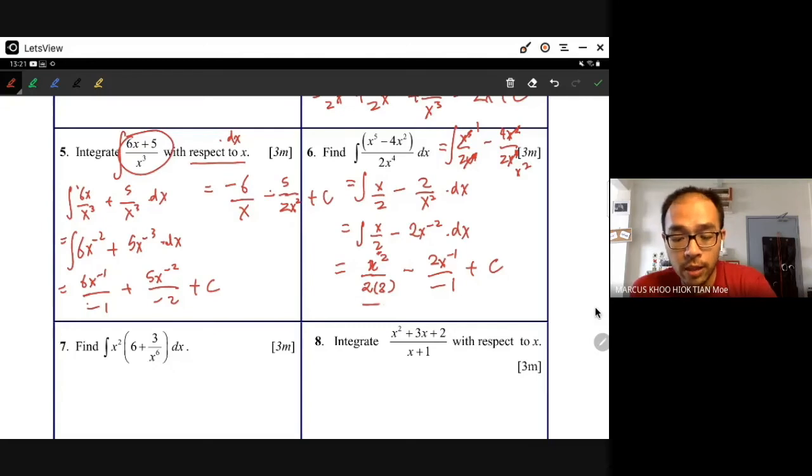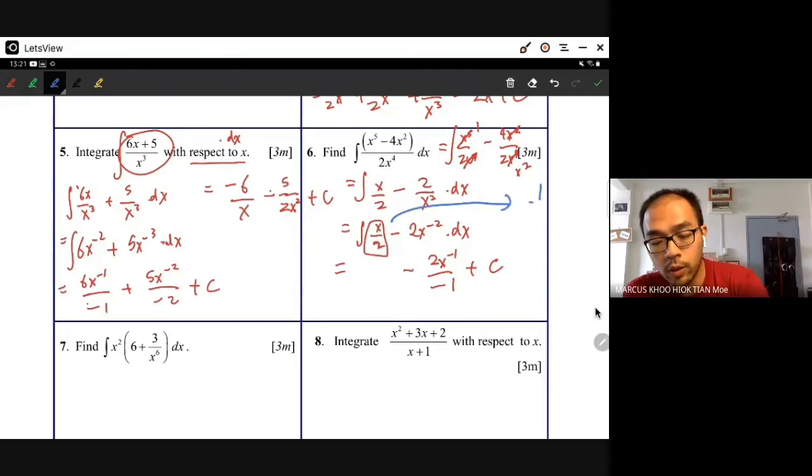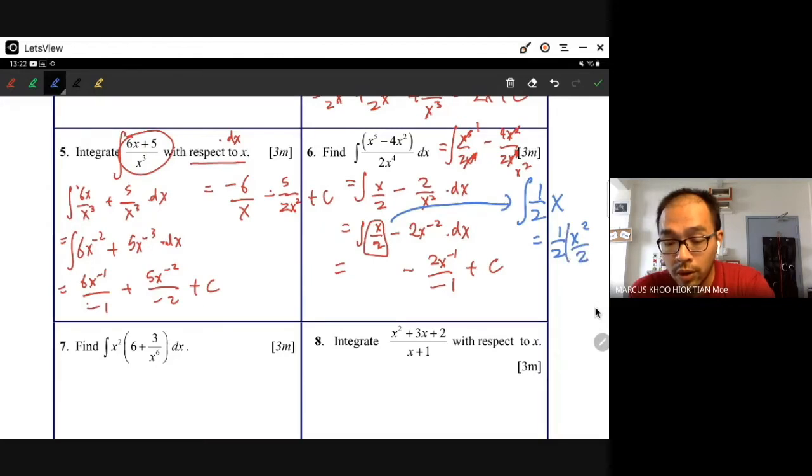Now if this beginning part is a little bit hard for you to see, what you can do is, we can rewrite this as 1 over 2x. So 1 over 2x, if you integrate 1 over 2x, you will get 1 over 2x to the power of 2 over 2. Okay, so this will give us x squared over 4.